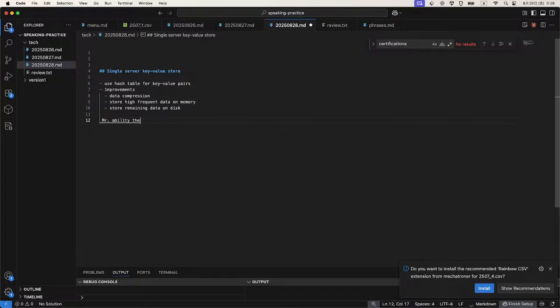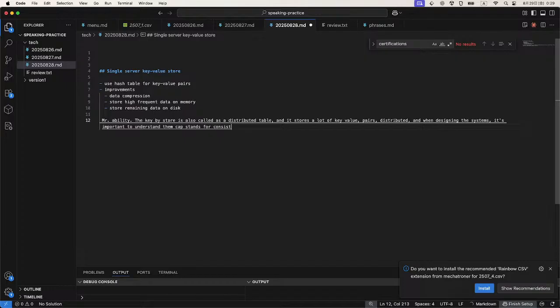A distributed key value store is also called a distributed hash table, and it stores a lot of key value pairs distributedly. When designing distributed systems, it's important to understand the CAP theorem. CAP stands for consistency, availability, and partition tolerance.